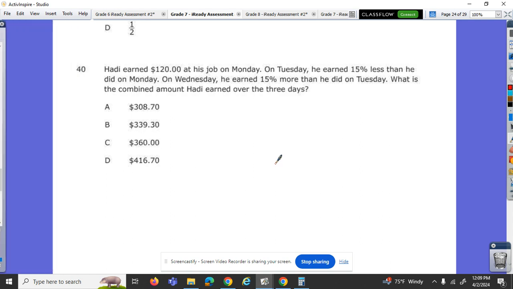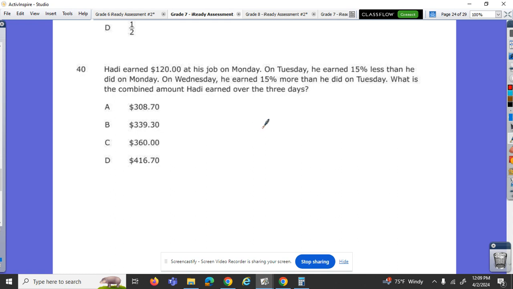All right, number 40 is a little bit wordy and does require several steps. I thought it'd be a good one for us to talk out. So Hattie earned $120 at his job on Monday. On Tuesday, he earned 15% less than he did on Monday. On Wednesday, he earned 15% more than he did on Tuesday. What is the combined amount Hattie earned over the 3 days?